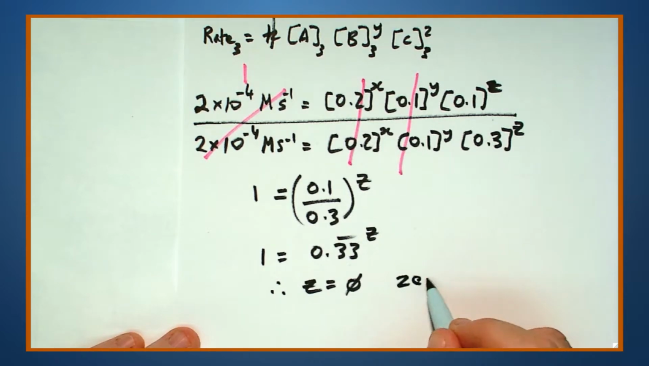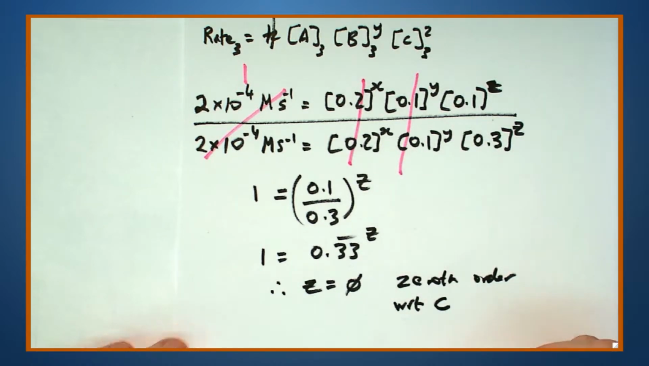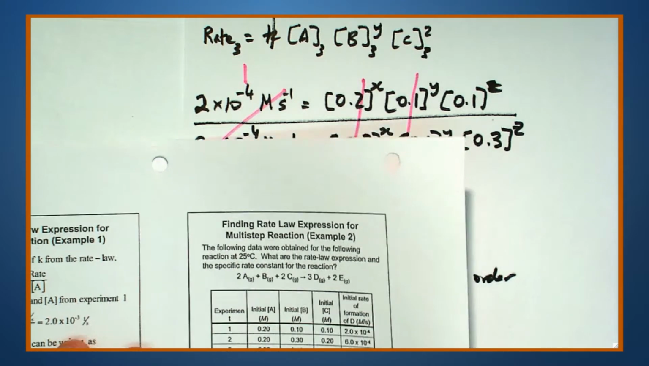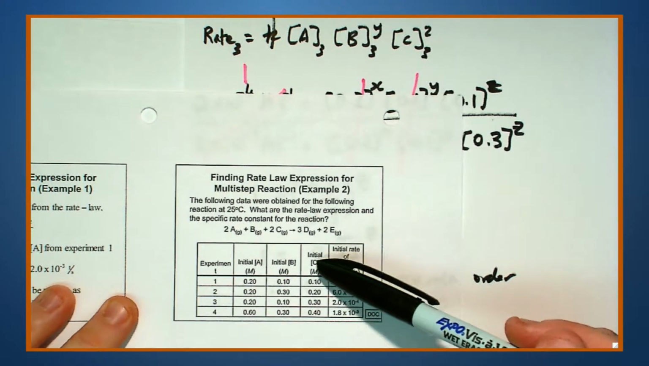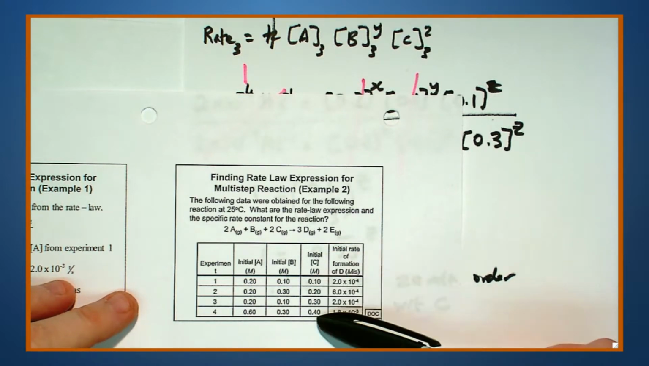So this is 0th order with respect to, and remember the reagent that this goes with is C. So now we know one of the orders. And if it's 0th order, that means in the rate equation, C won't show, because it'll be to the power of 0. So what this immediately does, if we go back to the table real quick, is greatly simplify it. Because if this has an order of 0th, it really doesn't matter what you do with these concentrations now, because it's going to have no effect whatsoever on this rate.